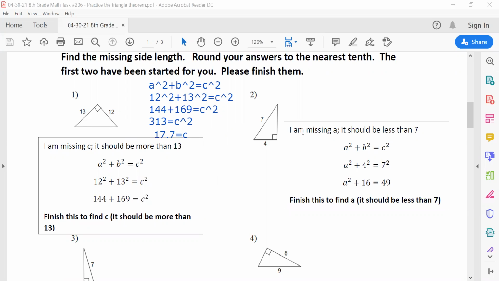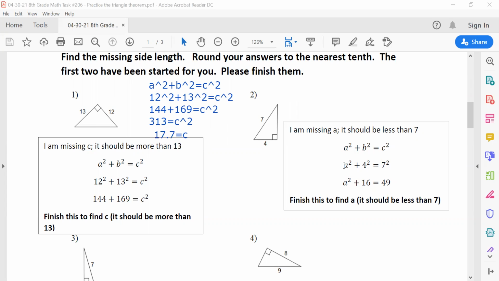Now, today, the only difference is what happens if you don't know one of the side lengths. You'll notice that in this case, I'm missing A. I know I'm missing A because it's one of the two sides that make up the right angle. The side across from the right angle, I actually know. See over in number 1, I didn't know that one. That's always C. So in this case, I actually know C, but I'm missing A. How does that change the problem? Well, the triangle theorem doesn't change. It's still A squared plus B squared equals C squared.